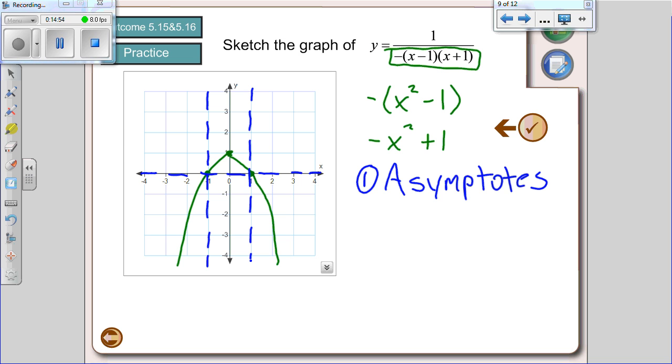Invariant points. Get it together. Well, there's a reason I did skip that too. Where do your invariant points happen? Where y is 1 and y is negative 1. Let's do our negative ones first. Where y is negative 1. Right here, right here. Where y is positive 1.